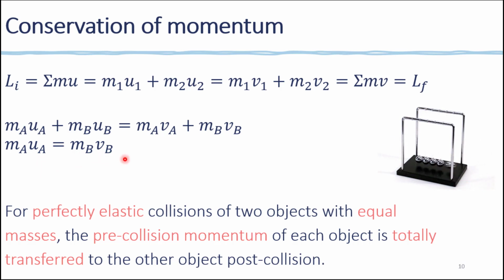But we also know that the mass of the two marbles are the same. So MA is equal to MB. We can get rid of that, and we have a very simplified equation now. The pre-collision velocity of marble A is equal to the post-collision velocity of marble B. So for head-on, perfectly elastic collisions of two objects with equal mass, the pre-collision momentum of each object is totally transferred to the other object post-collision.